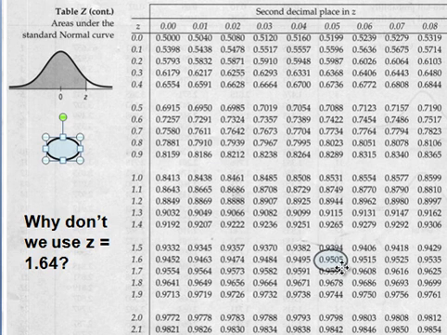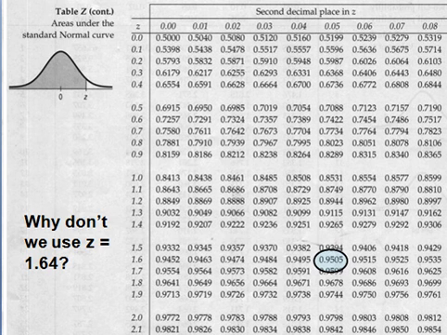And why? Why can't we use 1.64? Think about that for a second. Pause it if you have to, and then I'll answer this question. The reason that we have to use 1.65 is because if we beat 1.65, then we can be confident that we also beat 1.64.